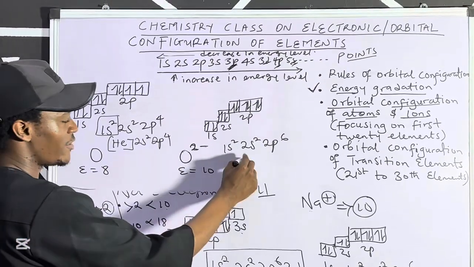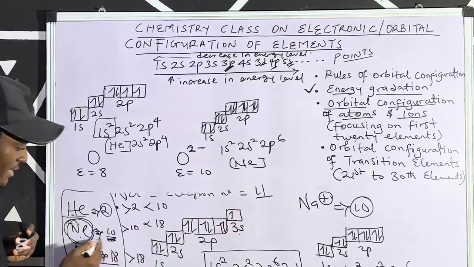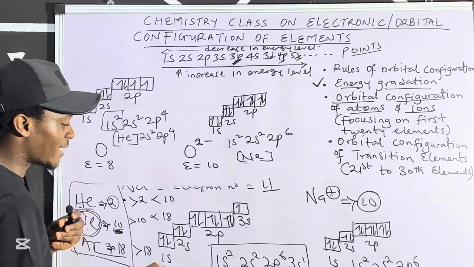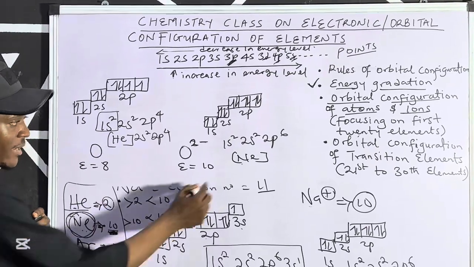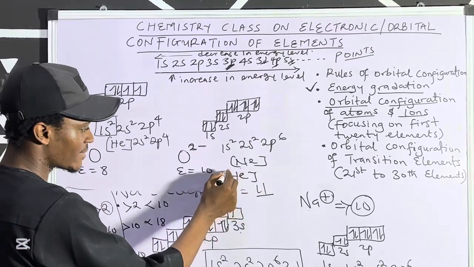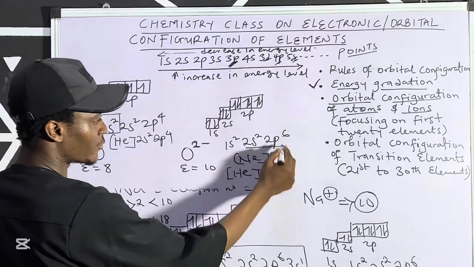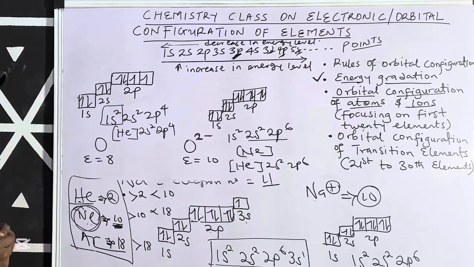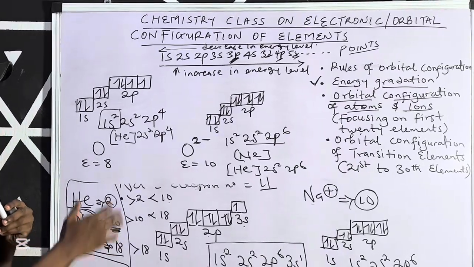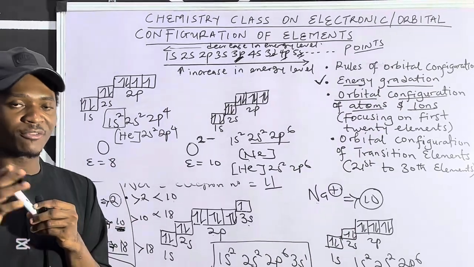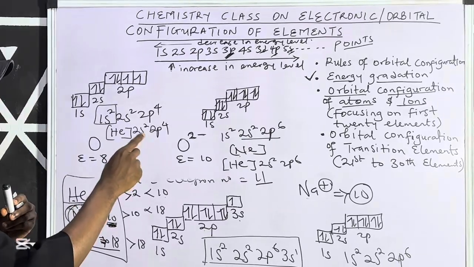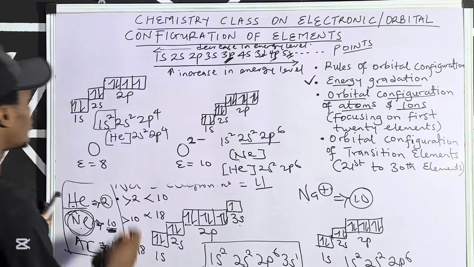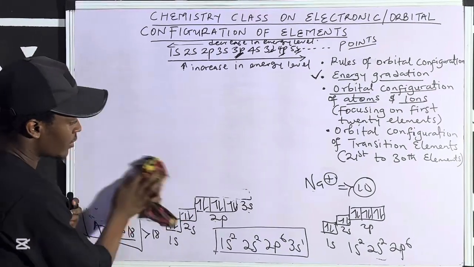You can just put it as neon, being that neon is 10. You can put it as neon in square brackets. Or you can decide to go with the lower one, which is helium. I can still write helium like this, and then I will write the leftover, which is 2s2 and 2p6, whichever one is correct. All right. So that's how you go about filling orbitals of elements. Before I look at the orbital configuration of transition elements, there's something I would quickly like to touch on, more or less like a question.